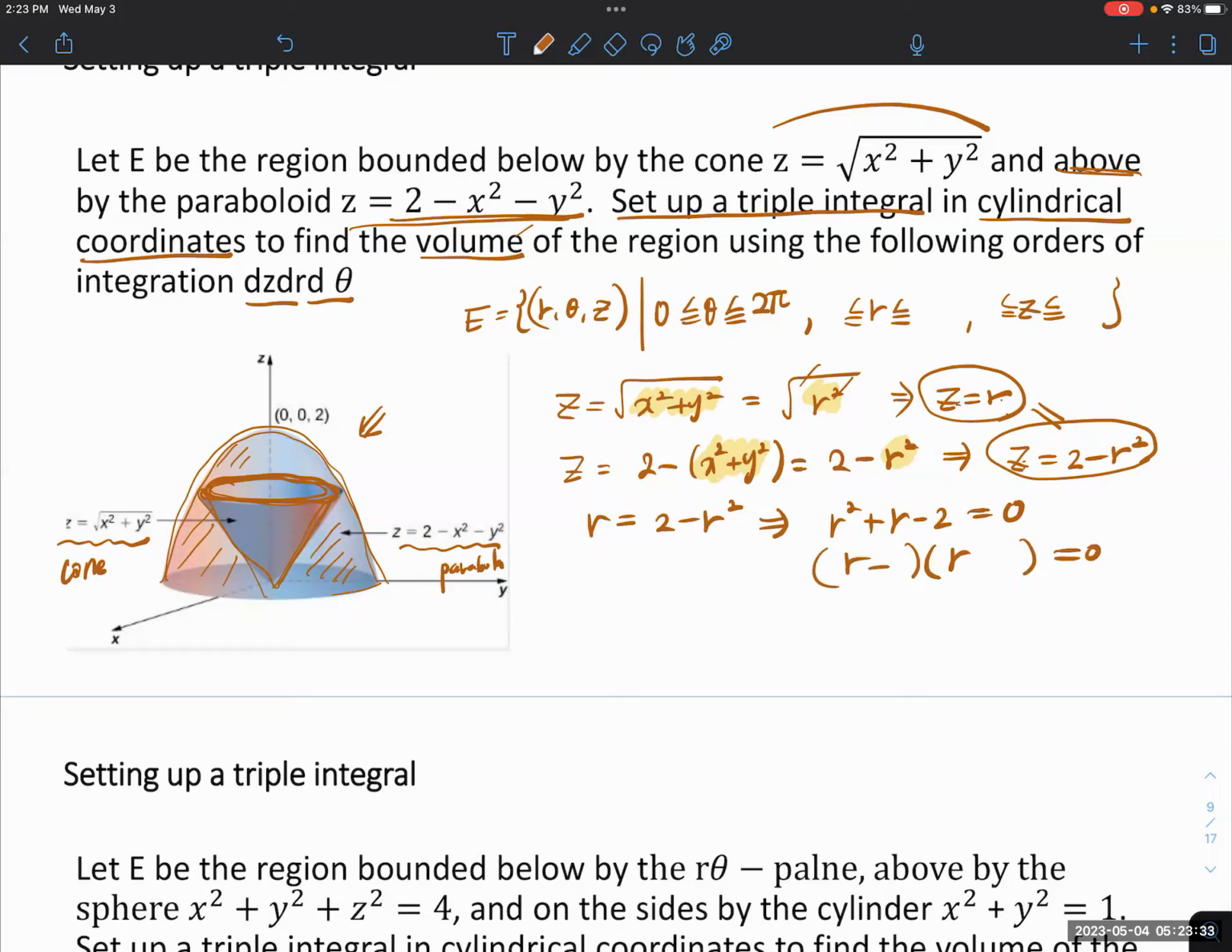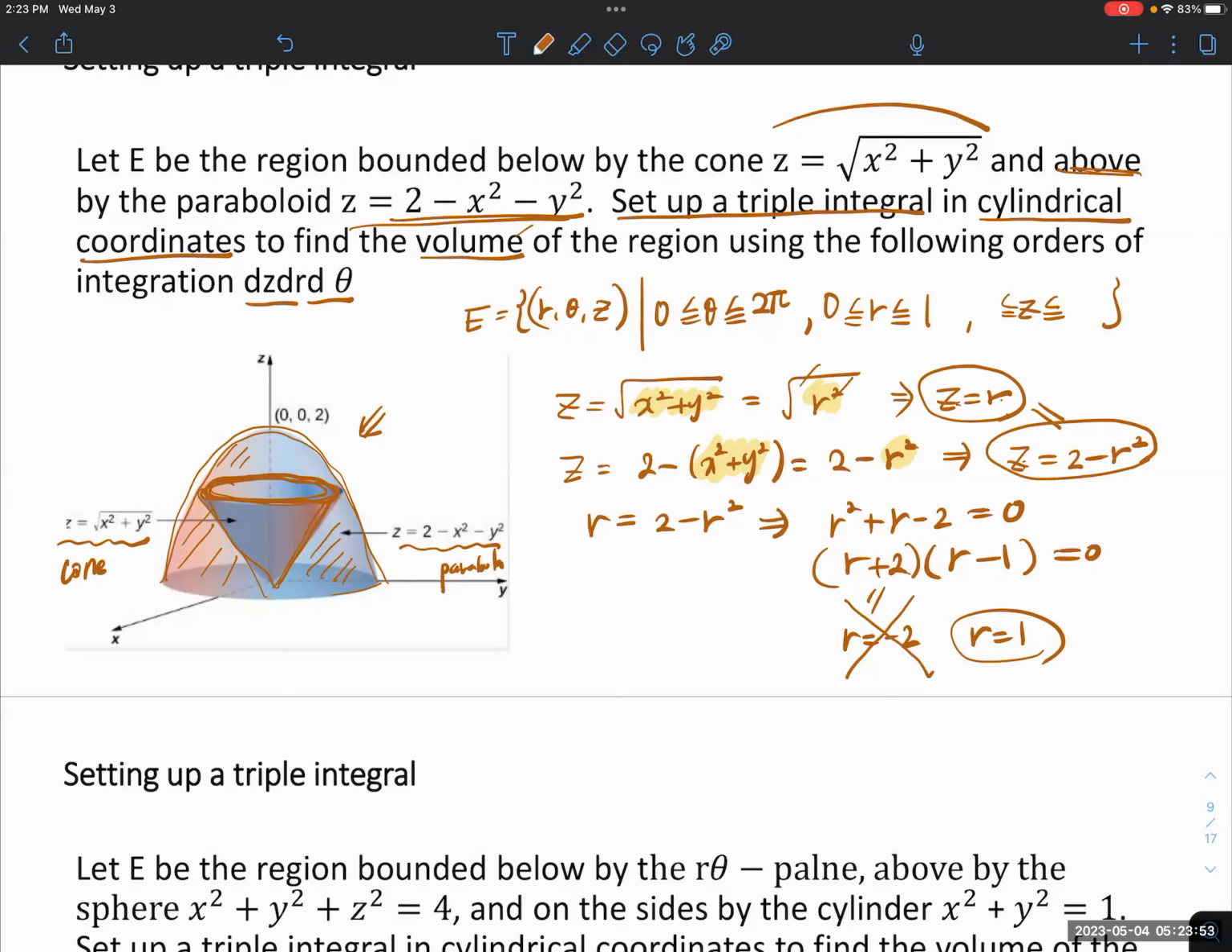R minus positive 2 minus 1. So that means r equals negative 2, r equals 1. Wait, what did I say? R cannot be a negative number. Radius cannot be a negative number. So we got it, r equals 1. So between 0 and 1. That's it.